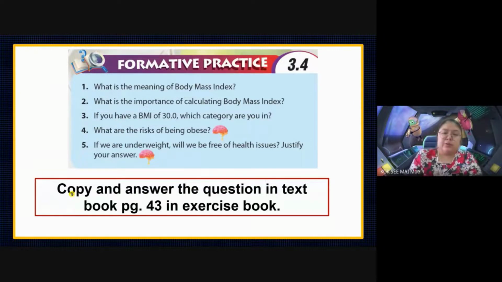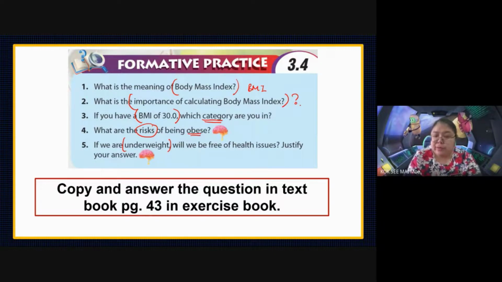The first part is what's the meaning of body mass index, BMI. What's the meaning? Number 2, what's the importance? Why do we need to count? Count for what? Number 3, they ask you now the BMI is 30. You tell me what's the category? Number 4, risk, obese. Obese is what risk? Number 5, if we are underweight, we'll be free from health issues. Underweight, is it healthy? No. Then the reason why you say underweight is not healthy.